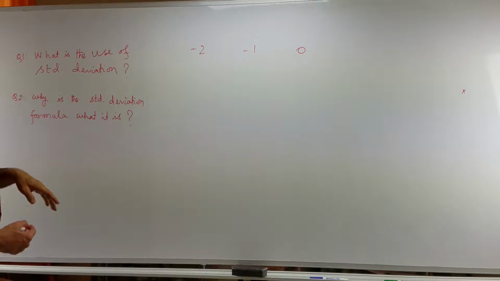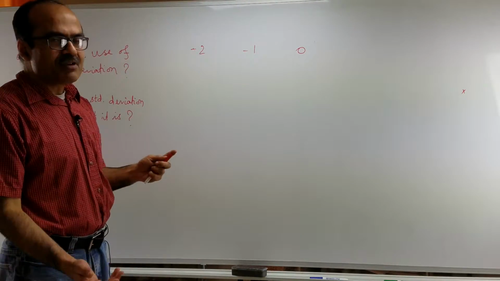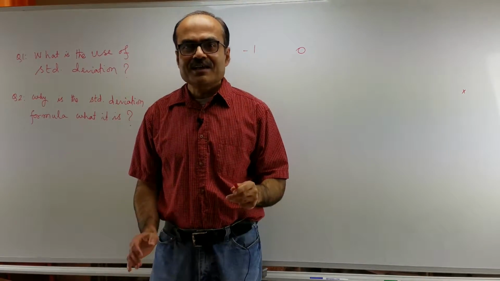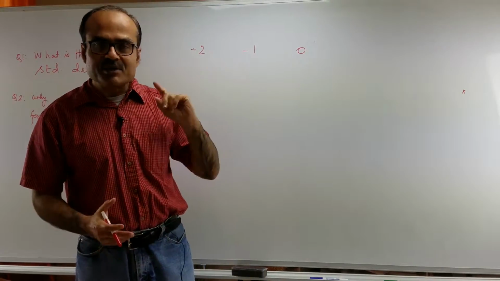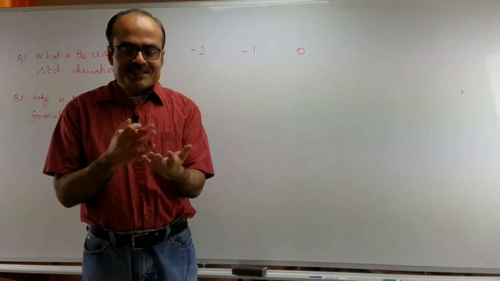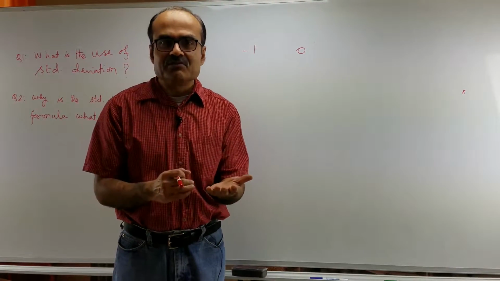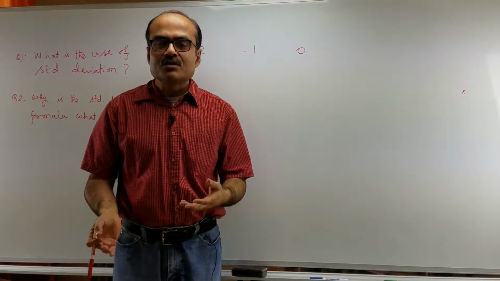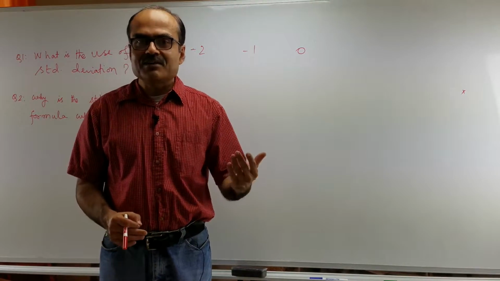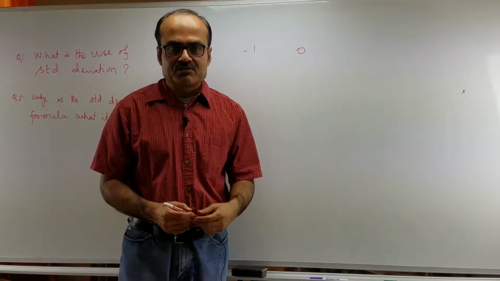Now, to answer question number 1, standard deviation is basically the average deviation of all the data points about its mean. So, one set of data with a larger standard deviation will have more deviation about the mean compared to another set of data with a smaller standard deviation value.